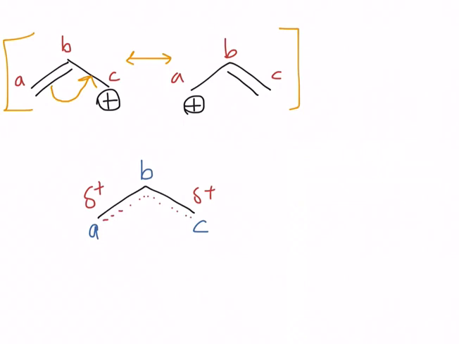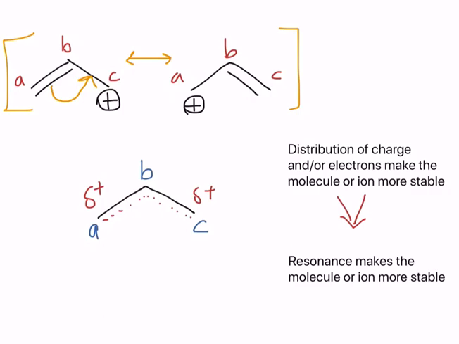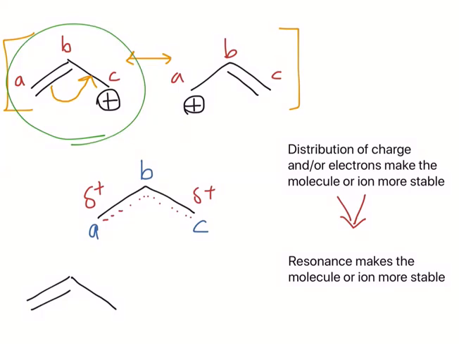Distribution of electrons and charge makes this carbocation more stable. In general, distribution of electrons and charge, positive charge or negative charge, makes the molecule or ion more stable. And for that reason, resonance makes the molecule or ion more stable. Why? Because in resonance, we have distribution of charge or electrons throughout the molecule.